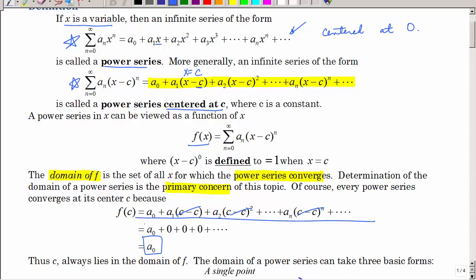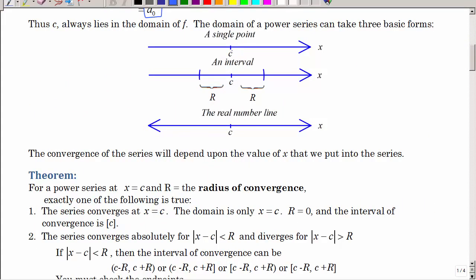So c, whether it's 0 or some other constant, is always part of our domain, and so at the very least our domain is a single point. But what else can happen? Our domain can be, of course, our single point c. It can also be an interval that is centered at c. It can also possibly be all real numbers. Our job today is to find out exactly which case we have.